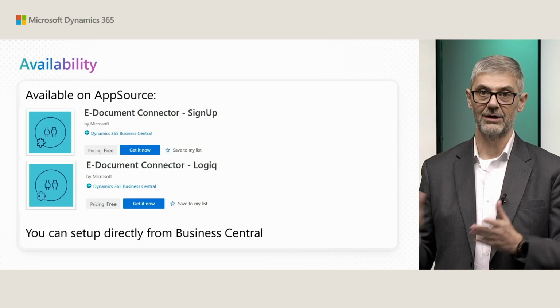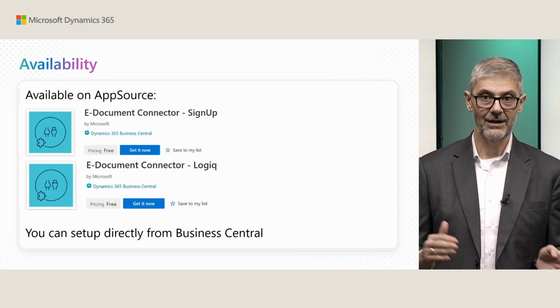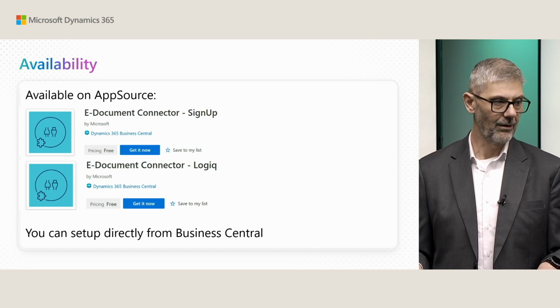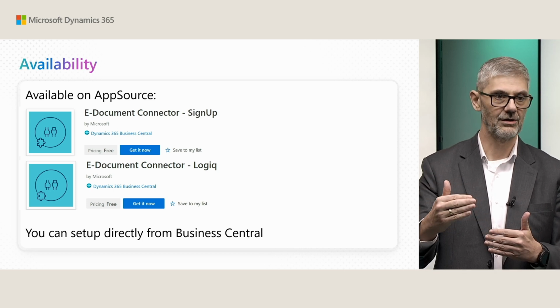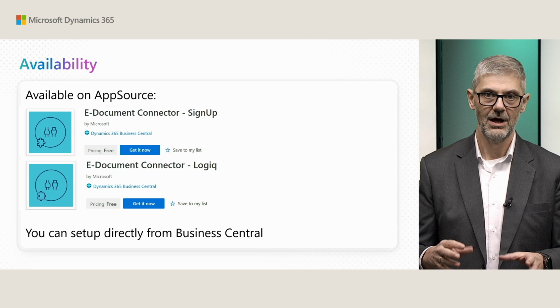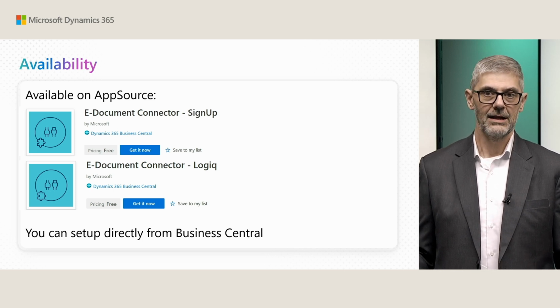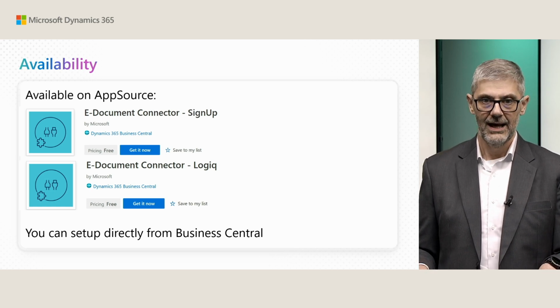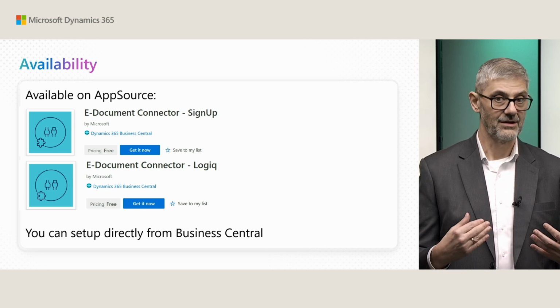So now, how can you find these connectors? These connectors are already available on AppSource. You can go on AppSource and find the e-document connector for Signup and Logiq without any problem. As I mentioned, next Continia will be in 26.2, but probably we will publish on AppSource maybe even a little bit earlier, because publishing on AppSource is not dependent on our versions. So we are trying to make this available as soon as possible for you, and you can choose which one you want to use.